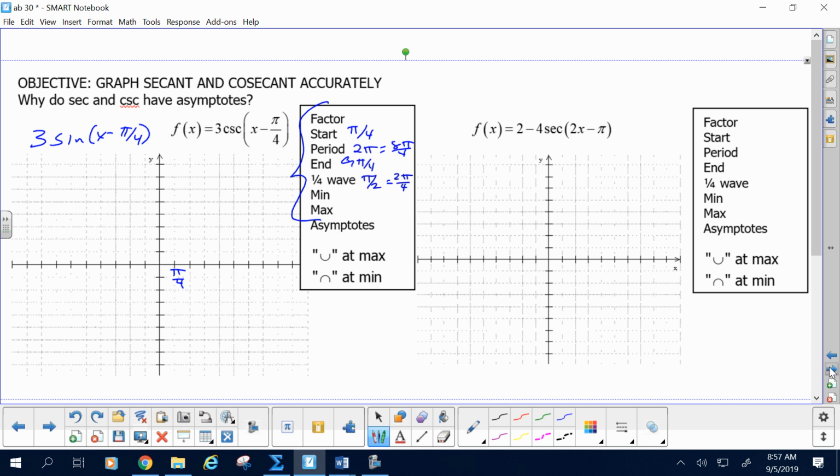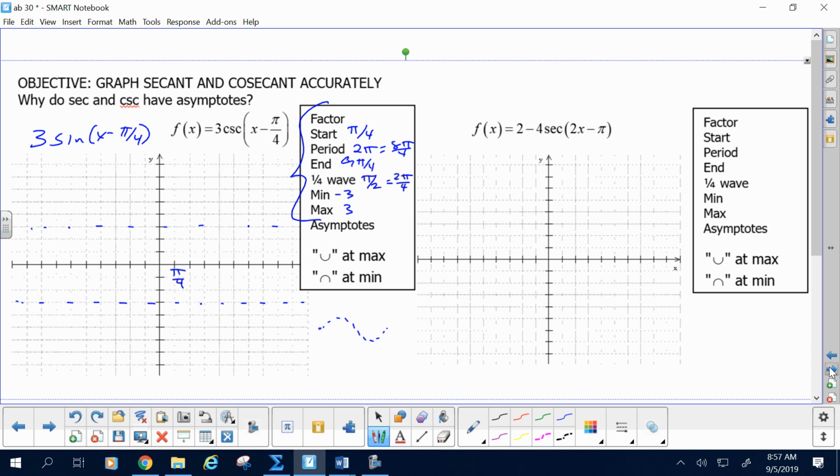Okay? What's the center line? 0. What's the amplitude? So what's the min and max? -3 to 3. Okay? Let's slightly dot in the shape then. Cosecant is a reciprocal of positive sine, so this is the shape, yeah?